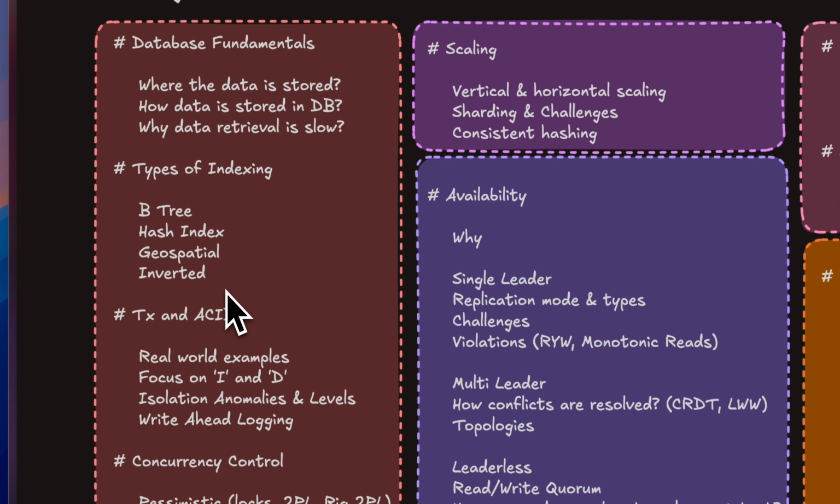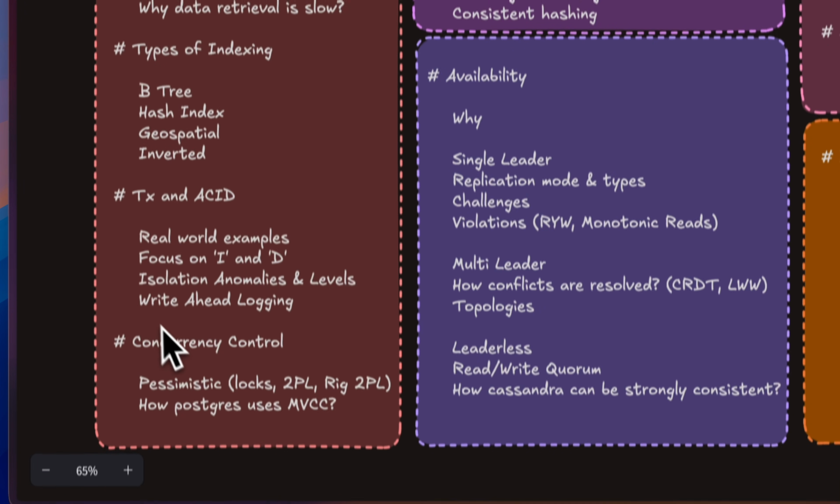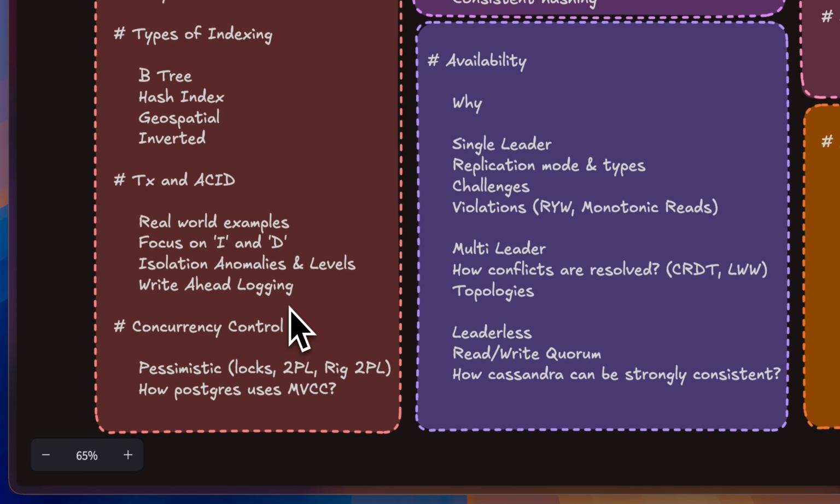Later, we'll learn about transaction and ACID properties with the help of real-world examples. Okay, and in ACID properties, we'll mainly focus on I, which is isolation, and D, which is durability. So in isolation, I'll be covering the different types of isolation anomalies and different types of isolation levels, which are used to prevent those anomalies. And in D, we'll be covering the write-ahead logging.